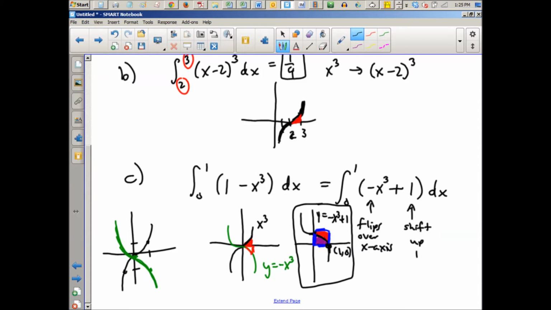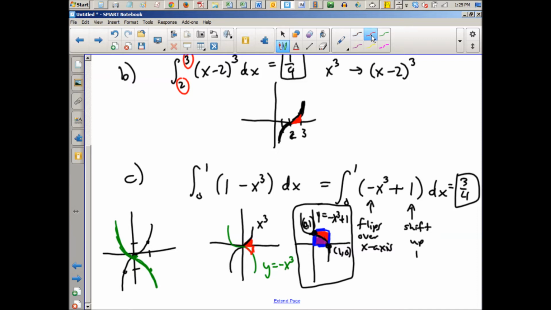I'm back over here in my drawing, my box. This is the point 1, 0, and this is the point 0, 1. So this is just a little 1 by 1 box. And we've already talked about the upper right corner. It's 1/4 area. So what's the purple area then? 3/4. It's 3/4 because the area of that little box is 1, and the red portion is area 1/4. So the rest of it has to be 3/4.